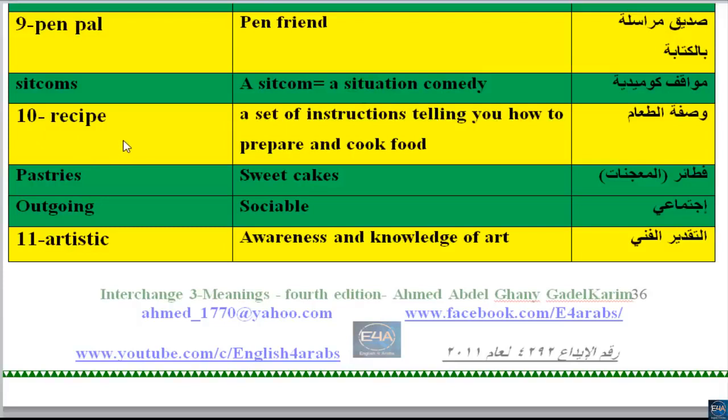10. Recipe, a set of instructions telling you how to prepare and cook food. So we can say recipe or a recipe, instructions to prepare and cook food. To be simple, sweet cakes. Outgoing. Sociable, British, sociable. American, sociable, O as a sound.